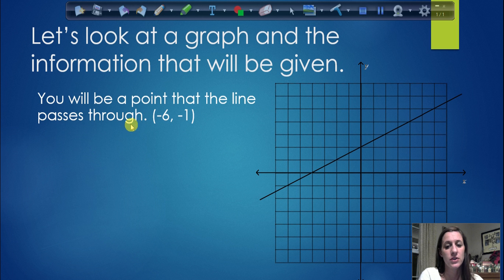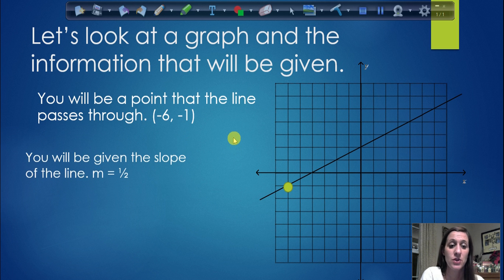So first, typically you're given a line or you're given an equation to graph a line. Today we're only going to be given pieces of this line. So the first piece of information that you'll be given today is a point. And so this can be any point along your line. So today I'm going to give you the point -6, -1. And then the other piece of information you'll be given today is the slope. So I'm telling you the slope of this line is 1/2.